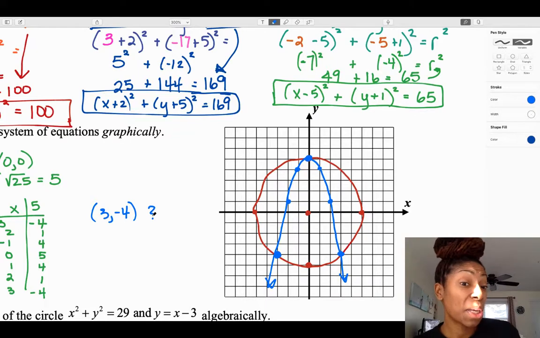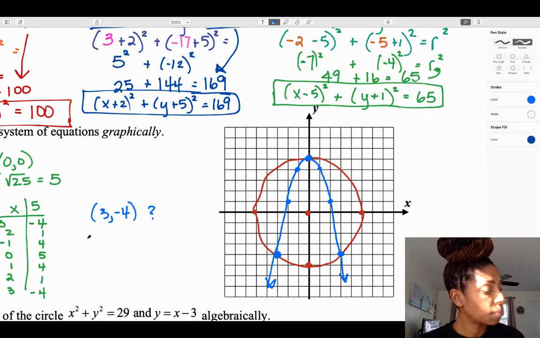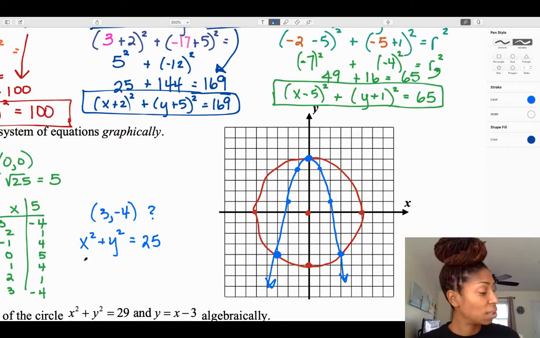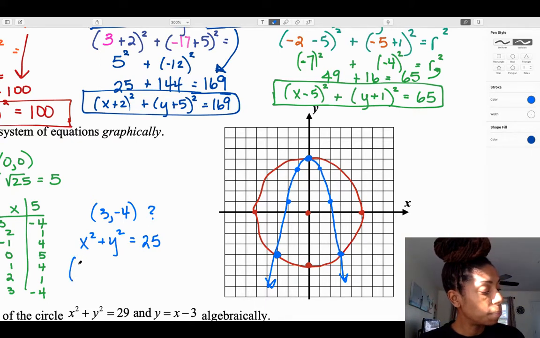I can just plug it in to the equation. So the equation is x² + y² = 25. If I plug in 3 for x and -4 for y, and I get 25, that means it is a solution. If I don't get 25, it's not a solution. So let's do it. X² will be 3 squared. Y² will be -4 squared. And does it equal 25? Put a little question mark over the equal sign when you're checking.